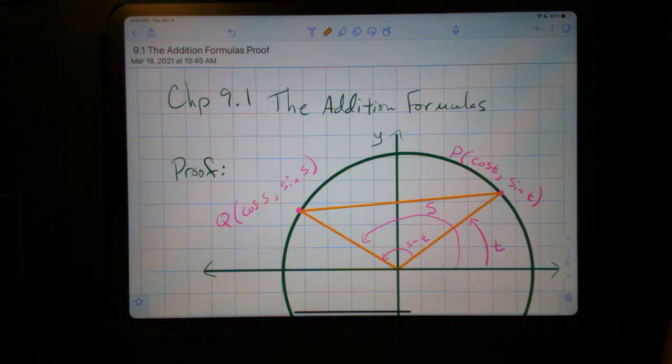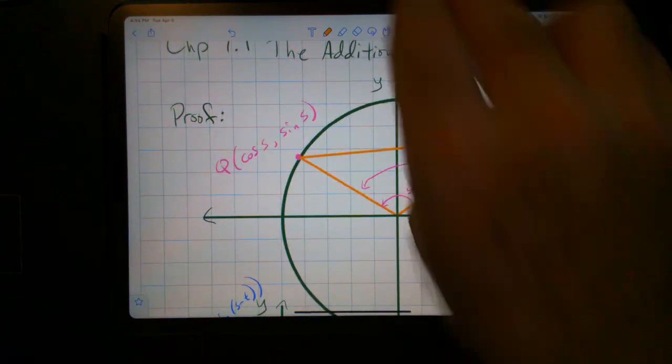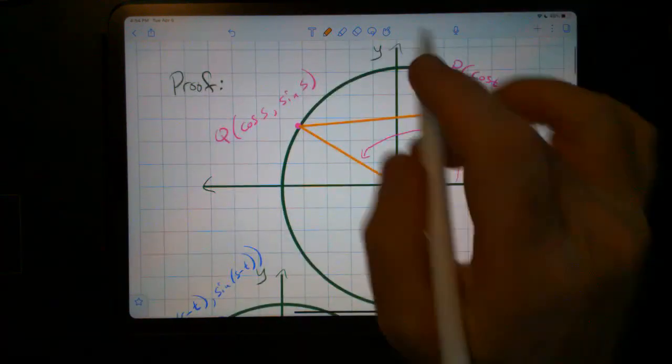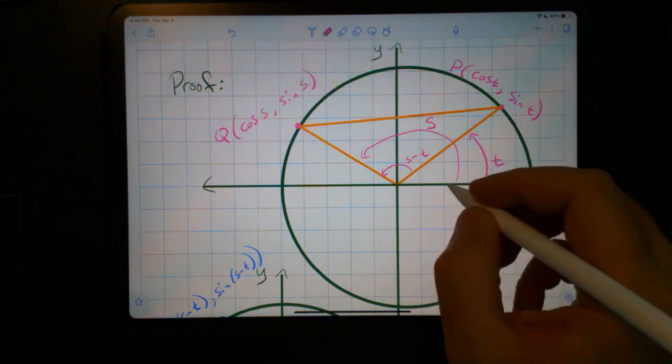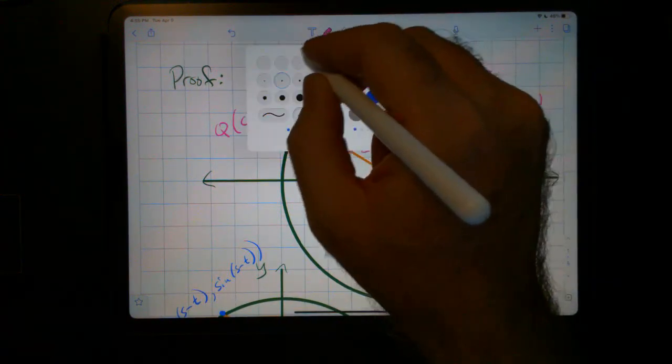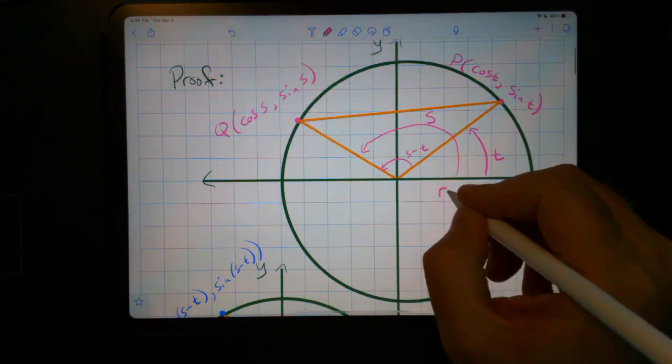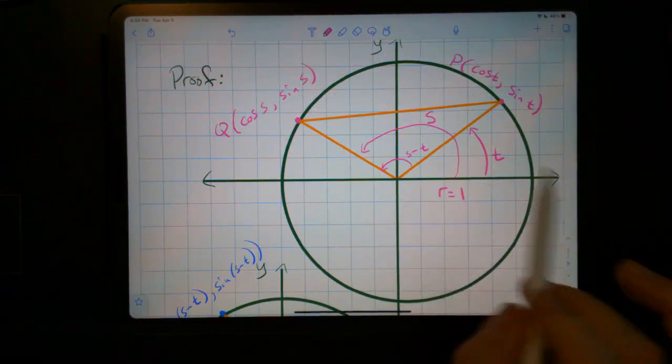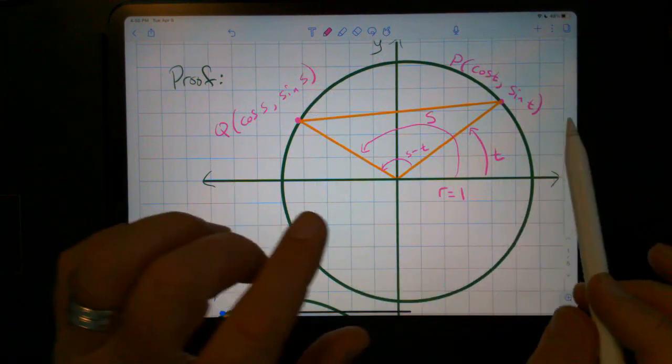Hello. So here I'm going to talk about the sum and difference formulas, or the addition formulas. Say we have a unit circle where r is equal to 1. Our radius is 1 for the unit circle. So the radius is 1. It can be any triangle.